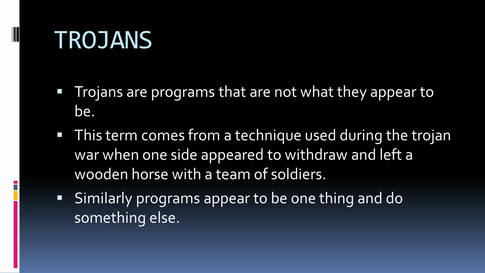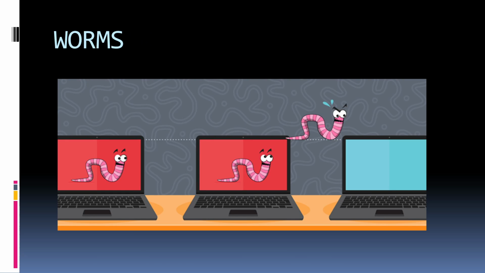Trojan. Trojans are programs that are not what they appear to be. This term comes from a technique used during the Trojan War, when one side appeared to withdraw and left a wooden horse with a team of soldiers. Then at night, the soldiers came out from the Trojan horse and destroyed the other city. Similarly, here programs appear to be doing one thing and do something else.